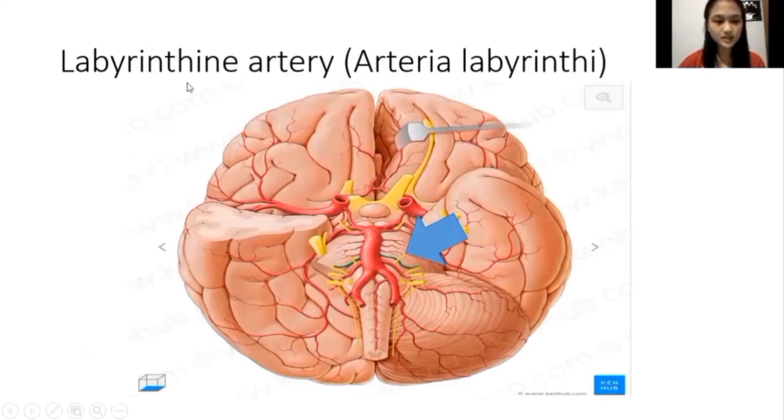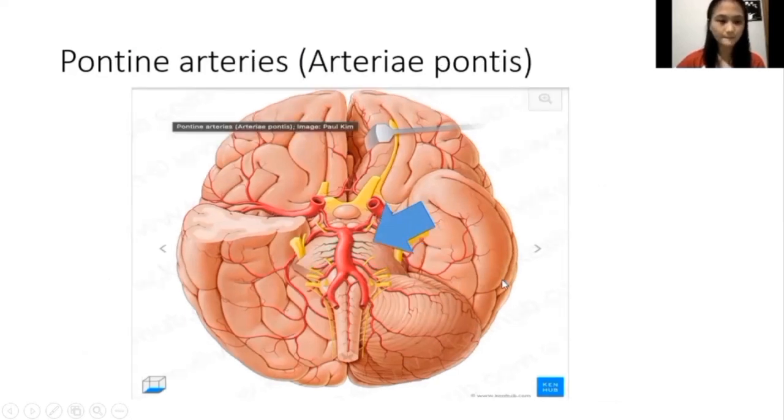So here we can see the labyrinthine artery, or what we call arteria labyrinthi. The arrow points to the green color. So this is our labyrinthine artery. Again, the picture shows where the pontine arteries, or arteriae pontis, are located, the green ones over here.